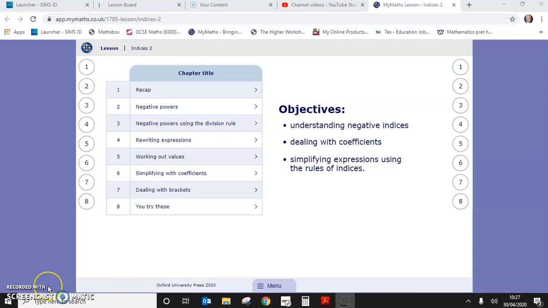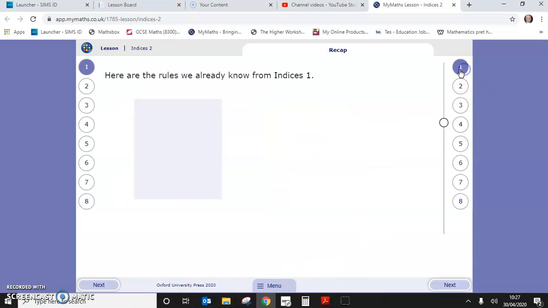Hi all, just going to go through indices 2 as a walkthrough. So, first section is a recap. So we're going to go over all the rules that we've just learnt in indices 1.